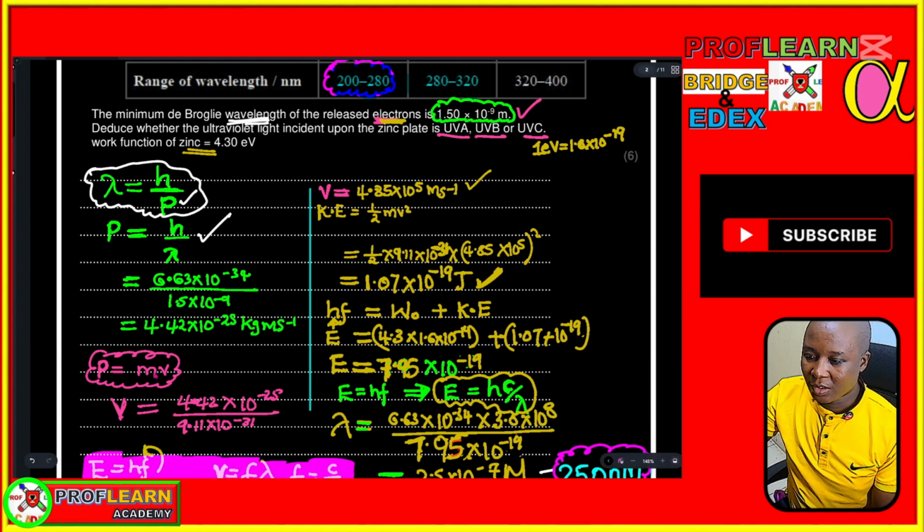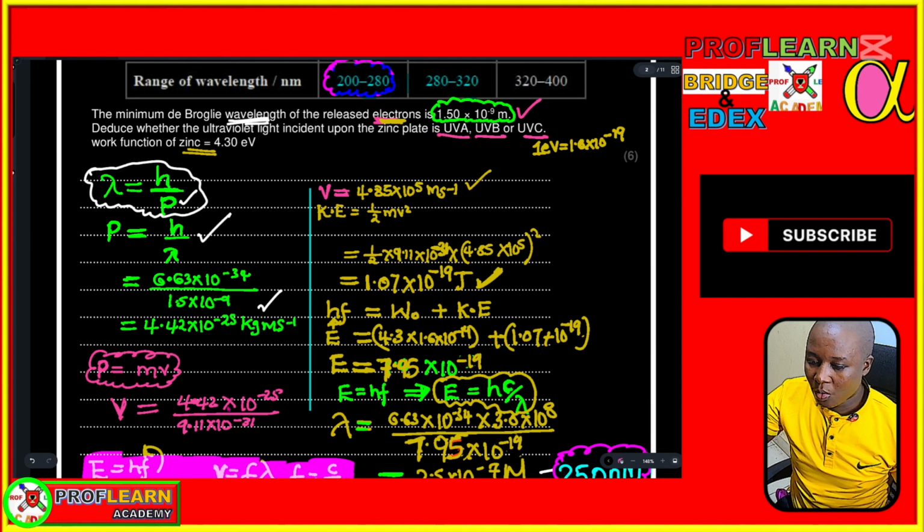If you have the mass and the velocity, you can get the momentum of an object. Now in this case, we need to know the velocity of these electrons. So already we have the momentum, then we are going to divide by the mass of an electron, which is 9.11 times 10 raised to the power -31, and if you work it out, you are going to get v equals 4.85 times 10 raised to the power 5 meters per second. That is the velocity of this electron.